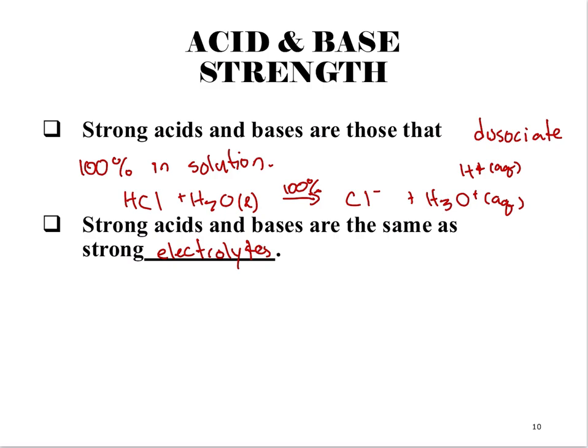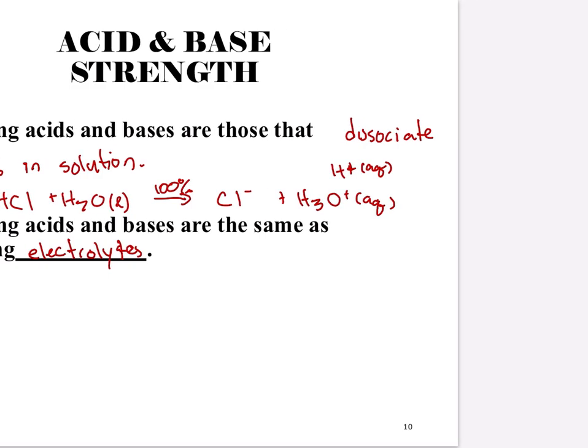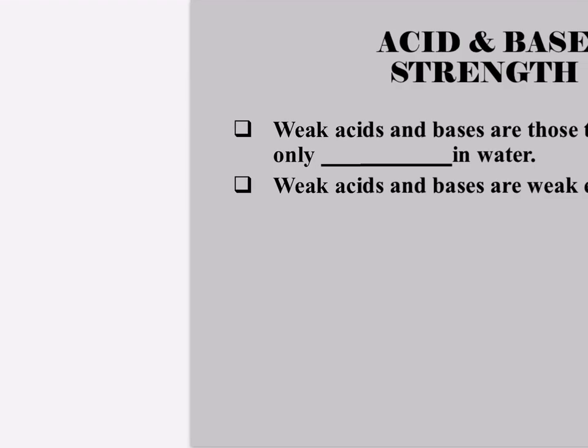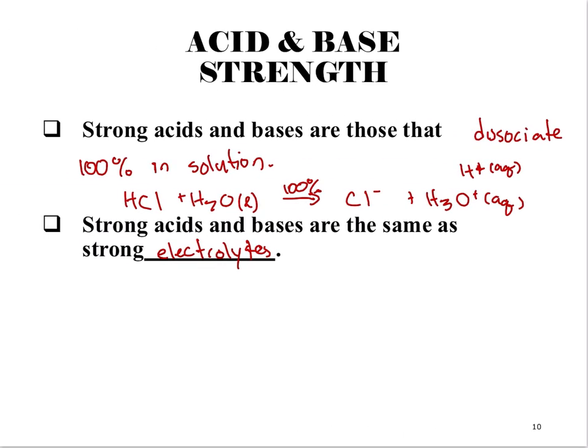Acids and bases work essentially the same way, except it's the proton that's dissociating and not the metal dissociating in an ionic compound. Okay. And with bases, it's the exact same thing.